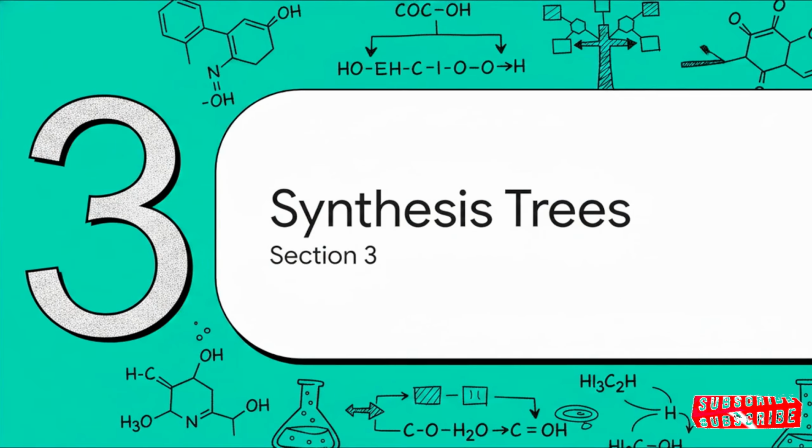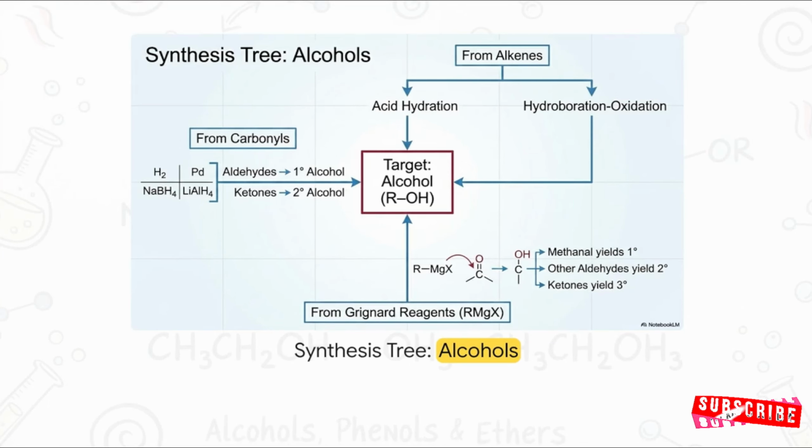All right, on to Section 3, mastering the synthesis trees. Think of this flowchart as your personal roadmap for alcohol synthesis. When you're staring down a tricky synthesis problem on an exam, trace it backward. You can reach your target alcohol from alkenes via acid hydration, from carbonyls through reduction, or by busting out the Grignard reagents.